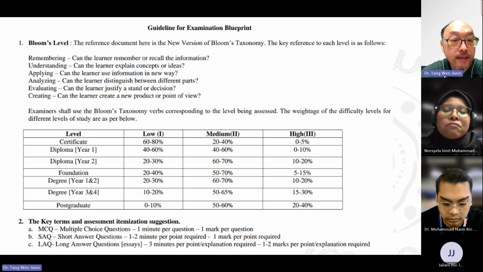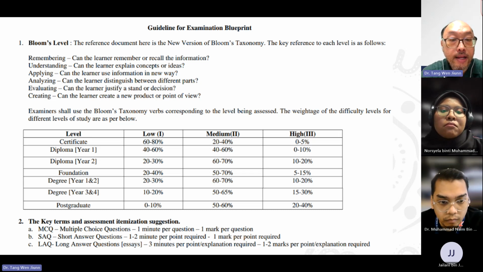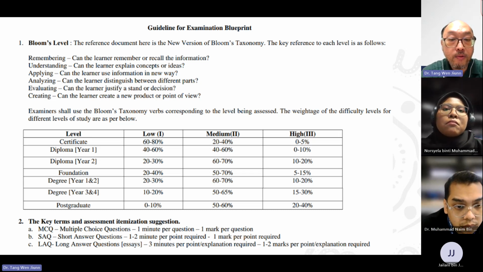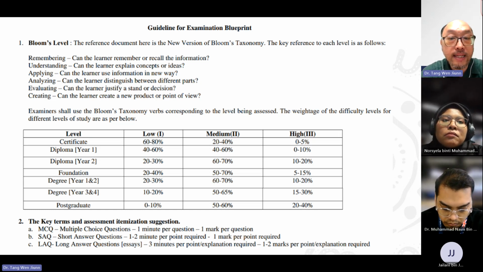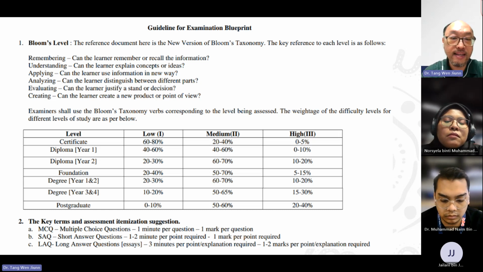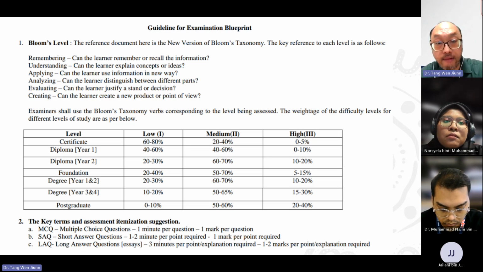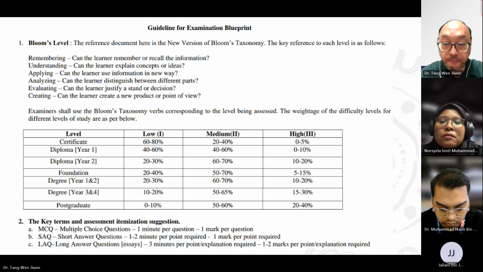But if you are teaching a degree program, teaching year 3 and 4, then you should have around 15 to 30% of higher Bloom's level and only 10 to 20% for the low level. So this basically gives you a rough guide on the level of difficulty for the levels you are teaching.